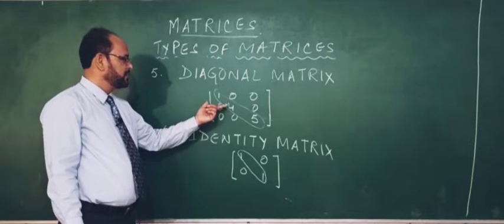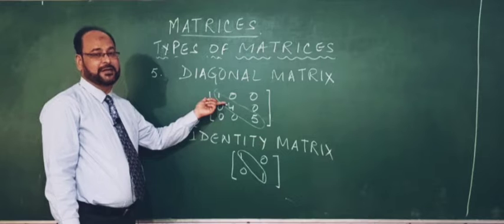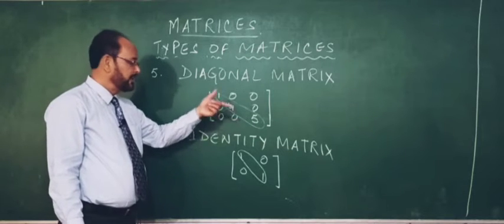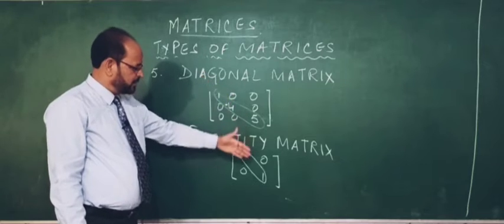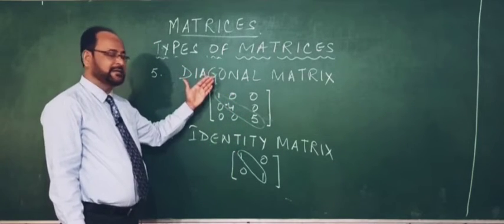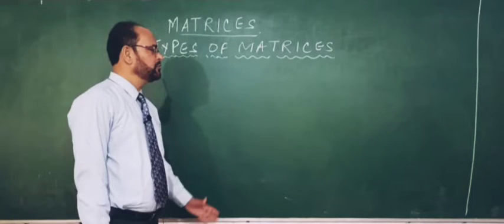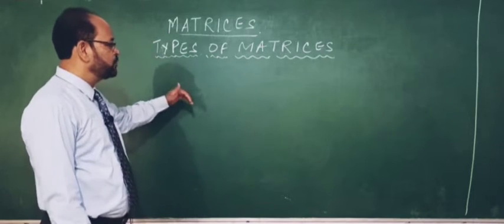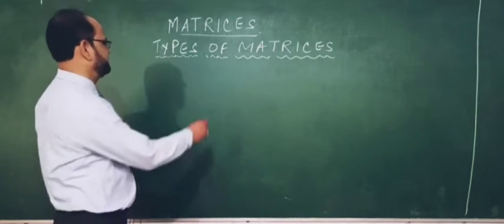But here this is only a diagonal matrix, not an identity matrix, because the elements are other than 1. So all identity matrices are diagonal matrices, but all diagonal matrices are not identity matrices. Now we are going to see how to define any element of a matrix.